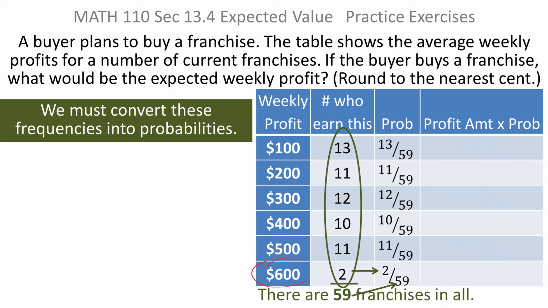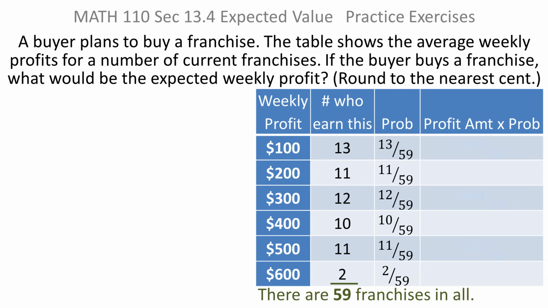So remember, you always have to have the values in a column and the probabilities in a column. We weren't given the probabilities. We were given the raw numbers. You have to change them into probabilities. So we just need to multiply each weekly profit by its probability.